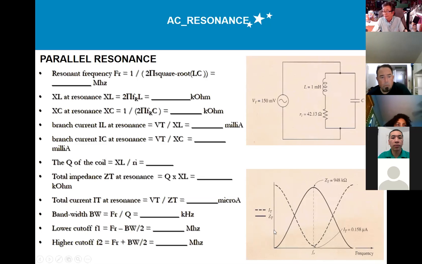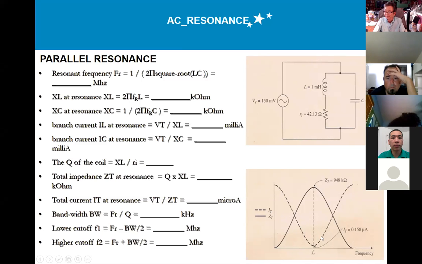However, if you're looking at this graph here, the dotted line and the solid line, what does the dotted line represent? Current, yes. They say I total. And the solid line represents impedance. So now you can see the difference between the series and the parallel resonance.